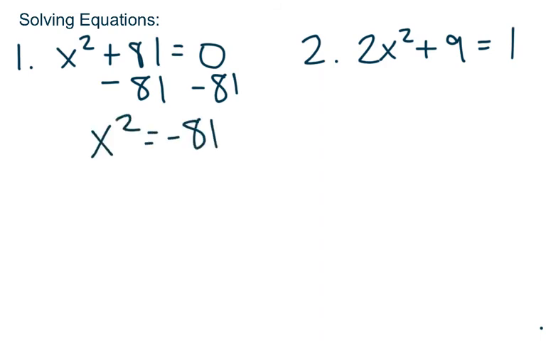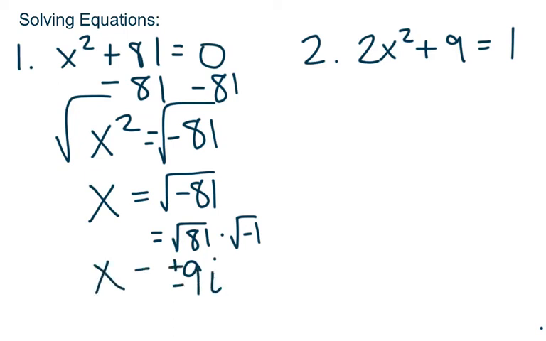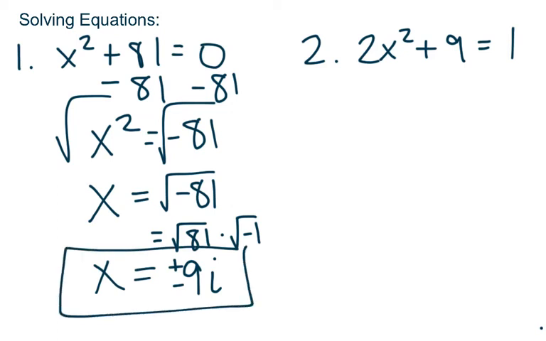To undo a square, you're going to square root both sides. So the square root of x squared is x. And then I'm going to separate this. This is going to become 81 times the square root of negative 1. The square root of 81 is 9. The square root of negative 1 is i. So last year you would have said this answer is no solution. This year you say you do have two solutions, they're just imaginary: plus and minus 9i.